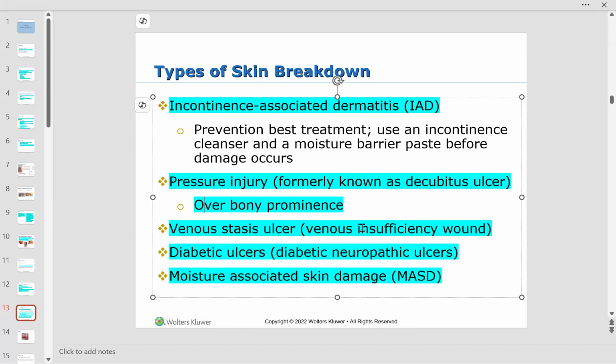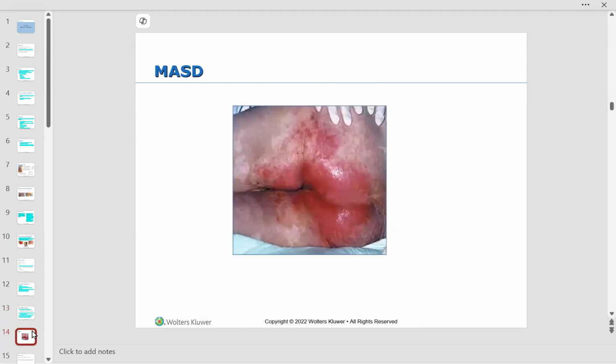And then MASD, moisture-associated skin damage, which is kind of like the incontinence-associated dermatitis. They're very similar. If you look here, that's MASD. That's someone who has probably been sitting in a wet brief for a while.